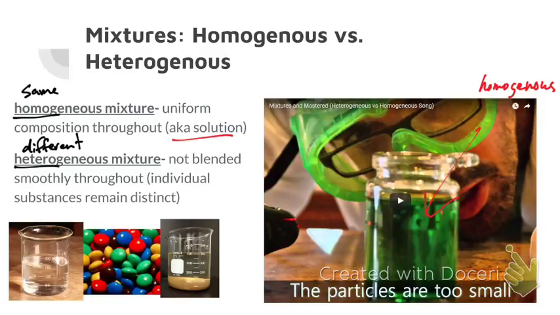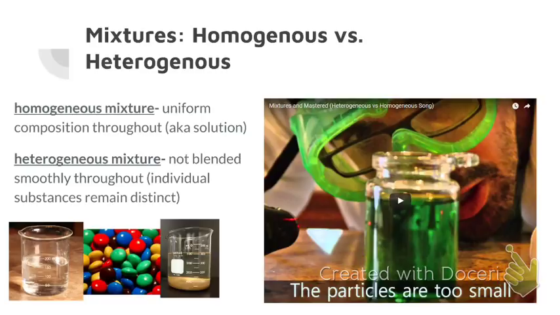And so it's not blended smoothly throughout. So you can actually see different parts. So here's an example of a heterogeneous mixture. This is heterogeneous because you can see the individual parts. Here, this could be like salt water, right? Which would be homogeneous because you can't tell the different parts.